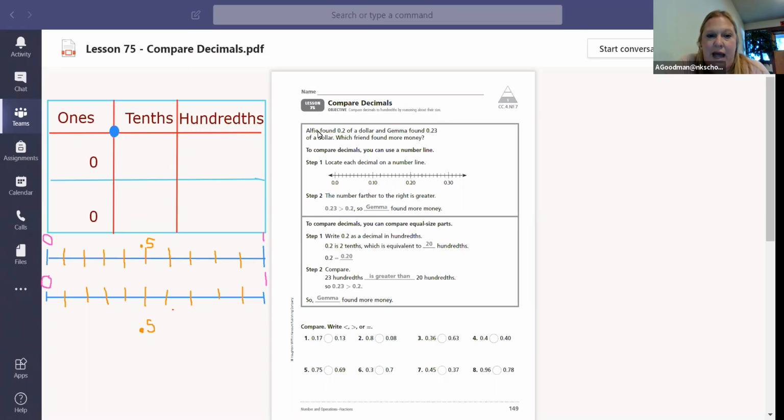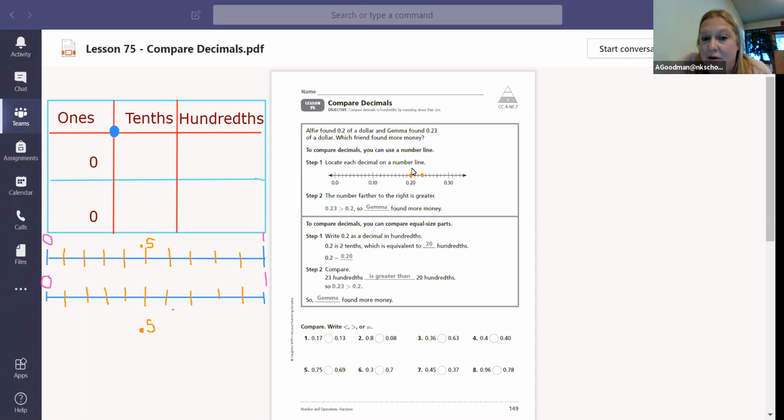So they are comparing: Alfie found 0.2 of a dollar, and Gemma found 0.23 of a dollar. Which friend found more money? To compare decimals, you can use a number line. So locate each decimal on the number line, and you can't see these very well, but here's the 0.2. I'm going to make it a little bit bigger. And here's 0.23, because each tenth is split up.